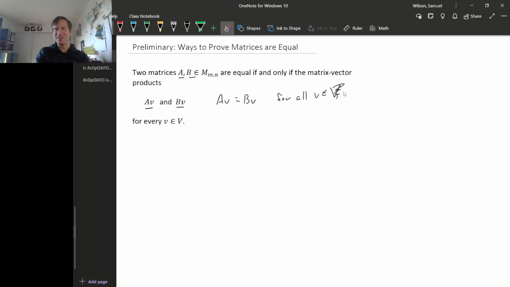Or I guess what I mean here isn't capital V. I guess I mean Rn, right? For these products to be defined, the vector has to have n entries. So this should be Rn here.